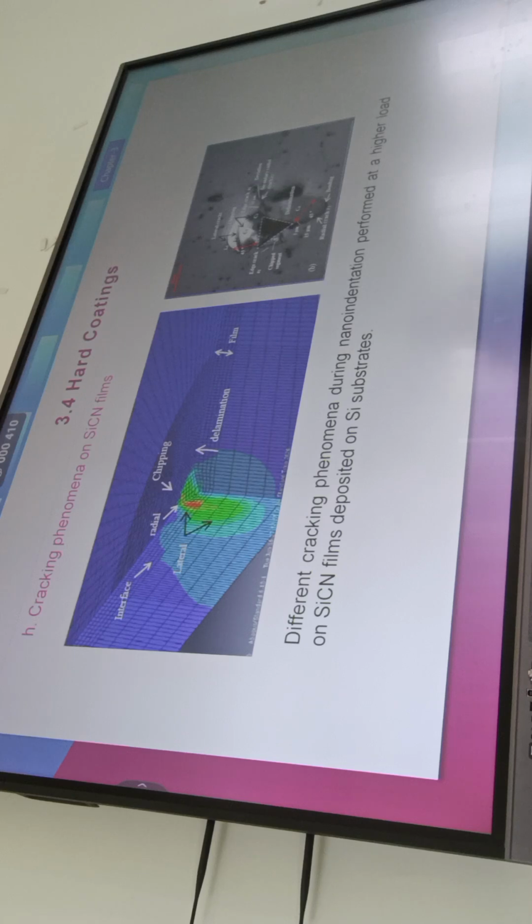So here the cracking phenomena on SiCN films has been studied, and this is the microscopic image of that indentation, and here we can see the FEM analysis and the stress distribution at different cracks or different points. We can see through the FEM analysis different crack phenomena.